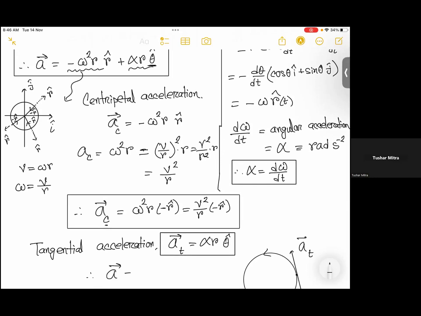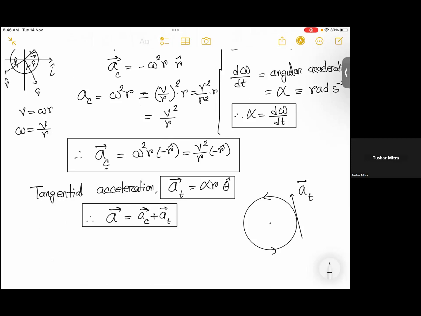The total acceleration at any time can be written as the centripetal acceleration plus the tangential acceleration, where the centripetal acceleration is minus omega square r hat, and the tangential acceleration is alpha r theta hat. So those accelerations are in those two directions. At any time, you can have two types of acceleration. One is tangent to the trajectory, and another one is towards the center of the circle. So the total acceleration will be a linear sum of them.